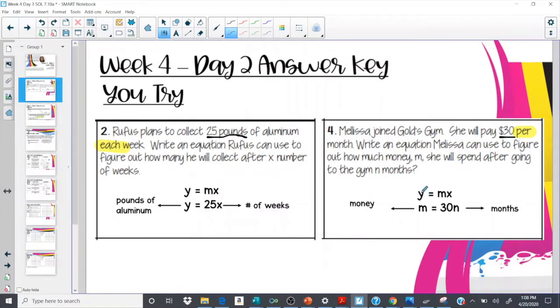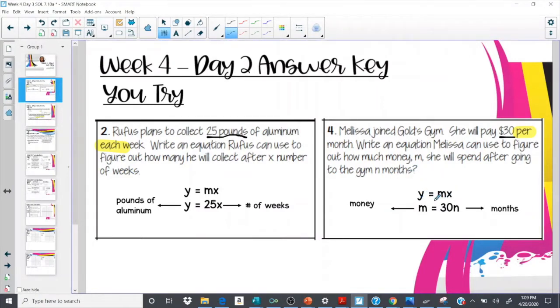Usually we use the equation in the form y equals mx to represent our relationship. However, in this specific example, they give you variables that you should use to write your equation. So we're going to replace all of the variables, either for a number or different variables that they want us to use from the question. So they tell you that M represents the money that she's going to pay, and N represents the number of months that she goes to the gym.